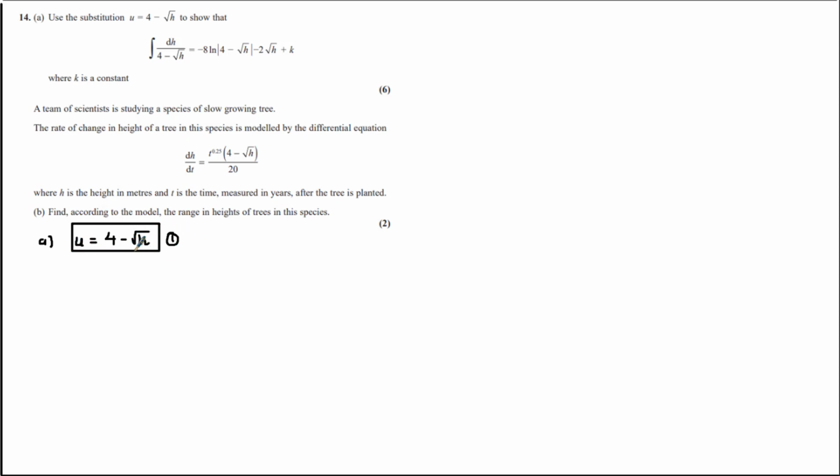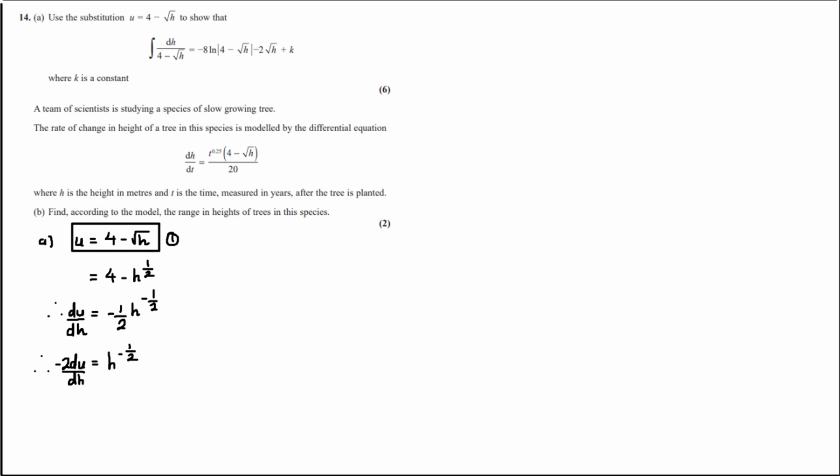So first I'm going to rewrite the square root of h as h to the power of a half. And now we're going to differentiate 4 minus h to the half. And therefore, du by dh is equal to negative half multiplied by h raised to the power of negative half. The next stage of this method is to make dh the subject of this equation. In order to get rid of this negative half, I'm going to multiply both sides of the equation by negative 2 to get negative 2 du over dh is equal to h raised to the negative half.